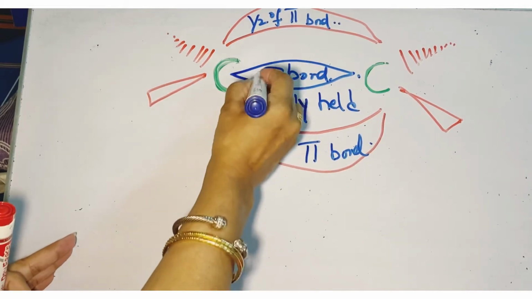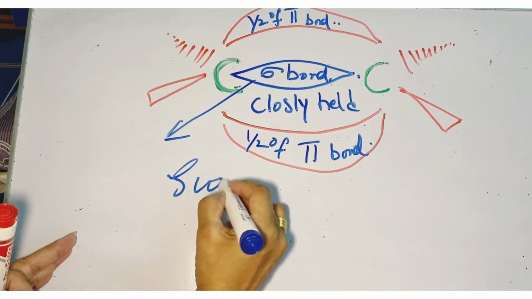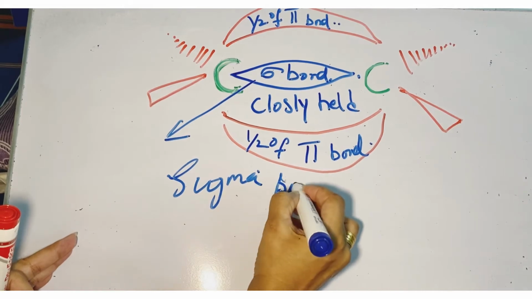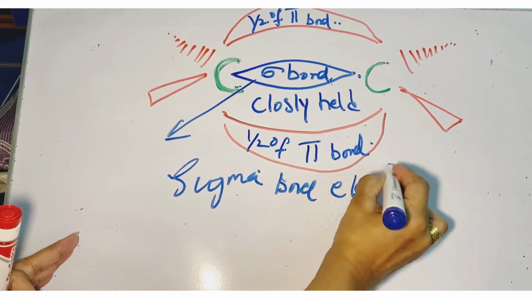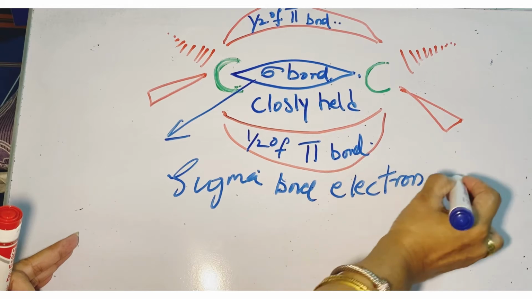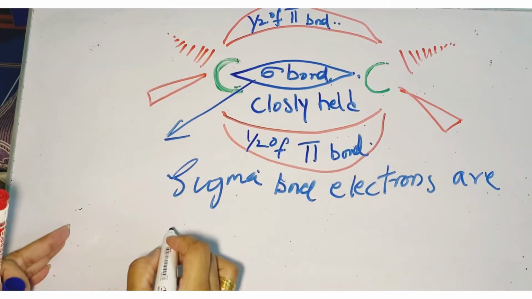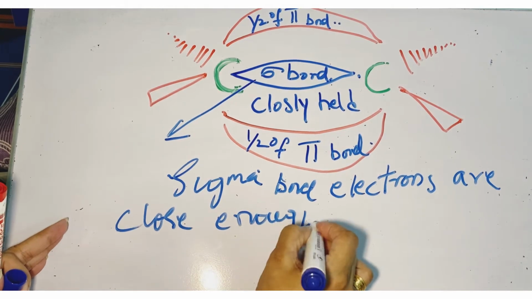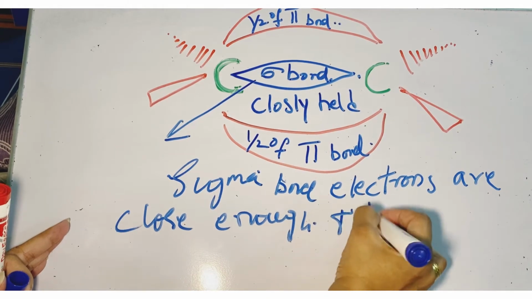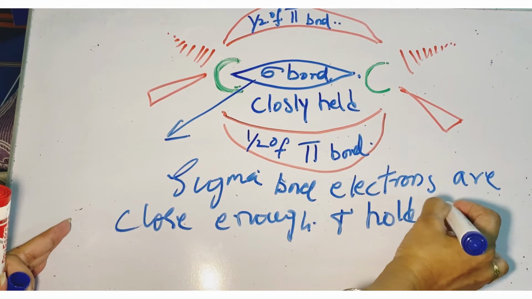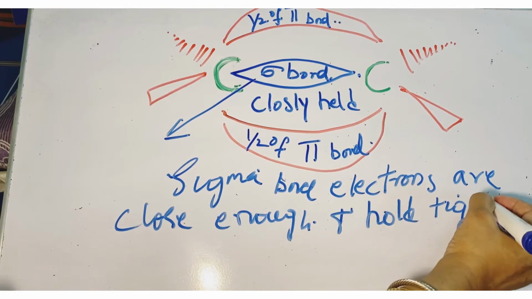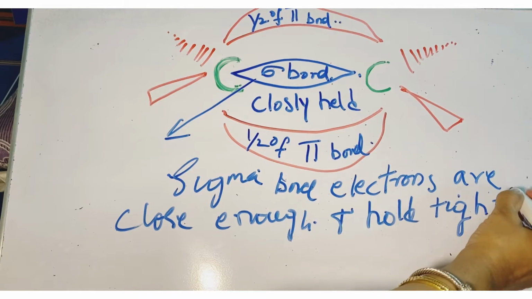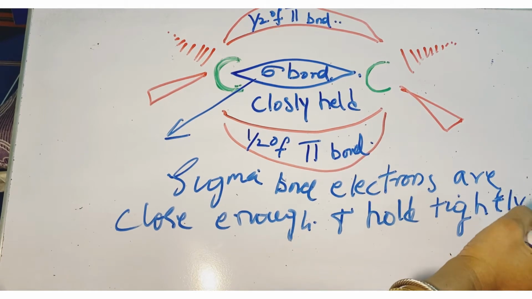Here now what is happening? These sigma bond electrons are close enough and hold tightly. This is what I'm writing for those who ask me to be a little bit slower in explaining. Tightly, T-I-G-H-T-L-Y. See, I'm again forgetting the spellings of the simplest words.